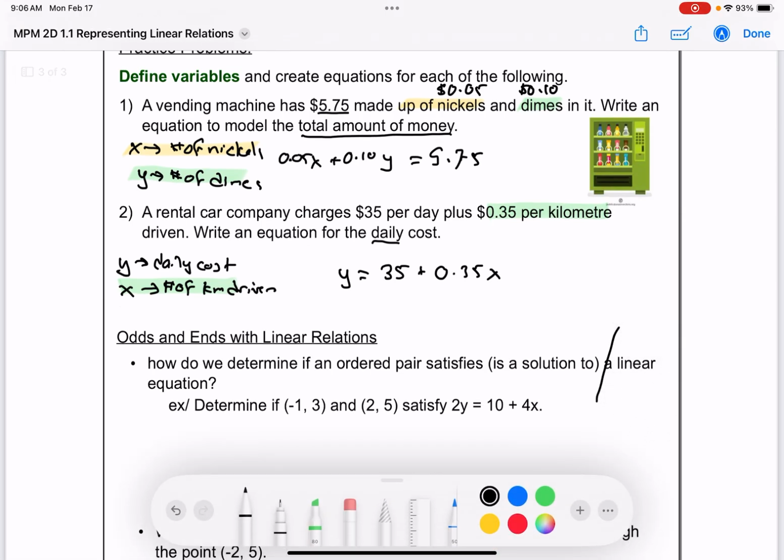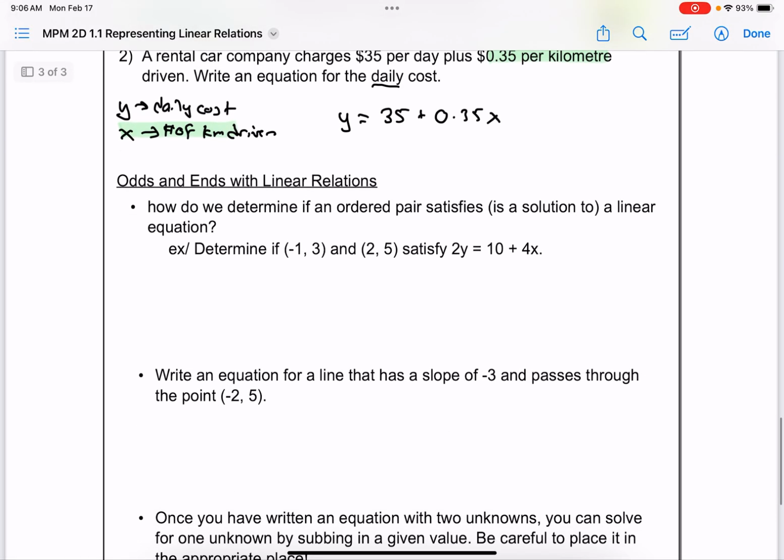Uh-oh, I'm writing and I don't mean to be. See, I told you it might be an adventure, guys. There we go. No pen, just scroll.